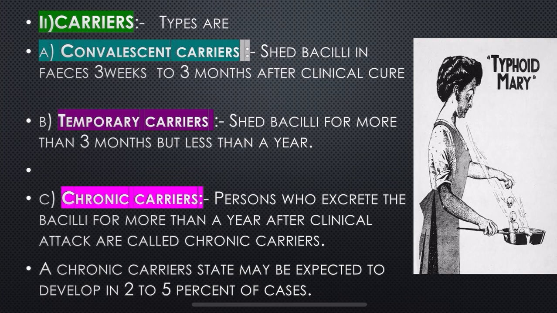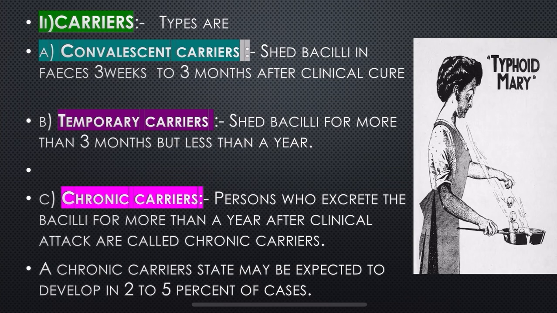Then we have the temporary carriers. A temporary typhoid carrier is an individual who sheds the Salmonella typhi bacteria in the stool or the urine for a period of 3 to 12 months, even after recovering from typhoid fever. This period of shedding does not extend more than a year. So this distinguishes it from the chronic carrier. What are the temporary carriers? They shed the bacteria just for 3 months up to 12 months, but not beyond 1 year.